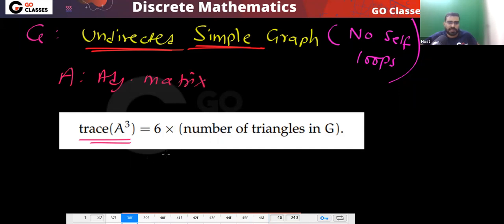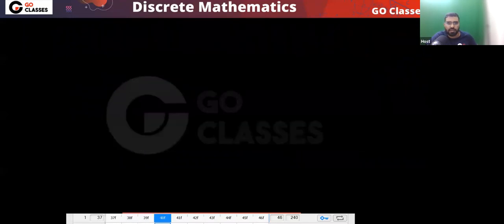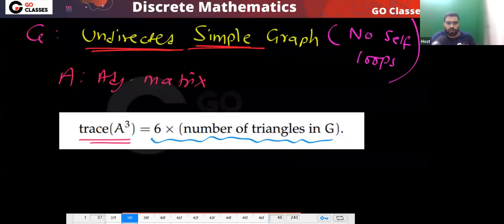Did you find that this is an interesting application? Yes or no? Some good analysis. So the trace will be equal to 6 times the number of triangles in G. That's it. Like this you can do.